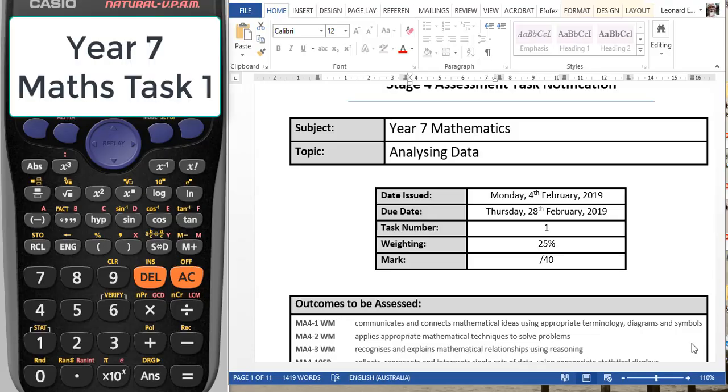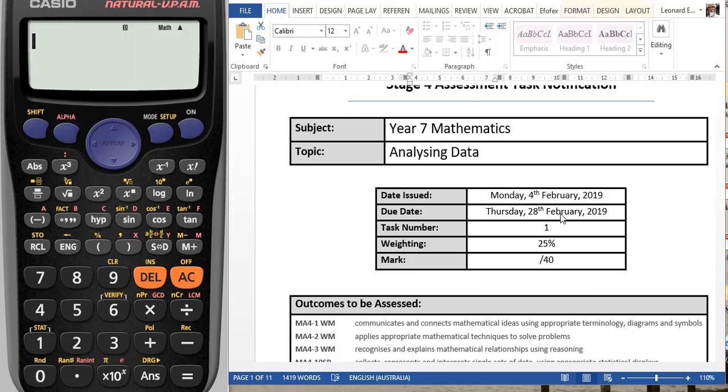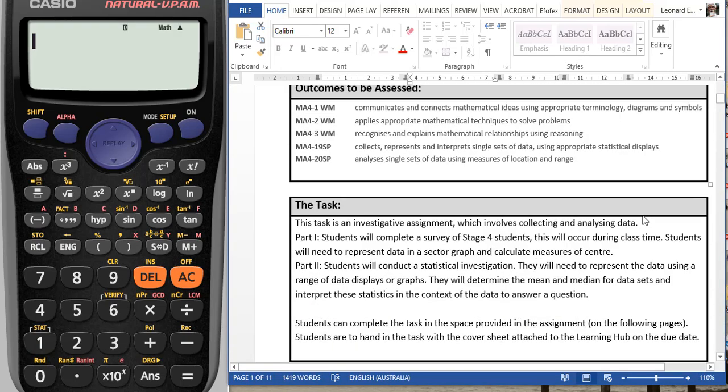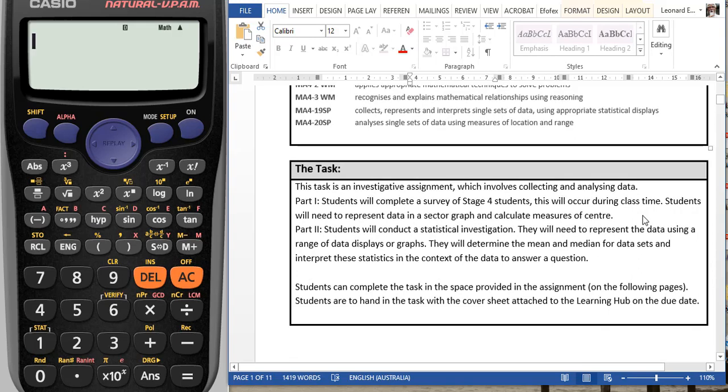Year 7 have received their first assessment task in mathematics. It's due in week 5, Thursday the 28th of February, and they need to hand that in to the Learning Hub. They will sign their name and date it. They can, of course, hand it in earlier. The latest they can hand it in is 4 p.m. on Thursday. The task is detailed below.